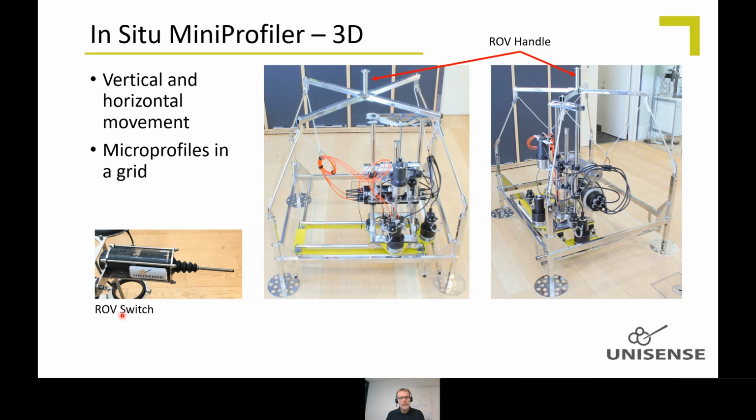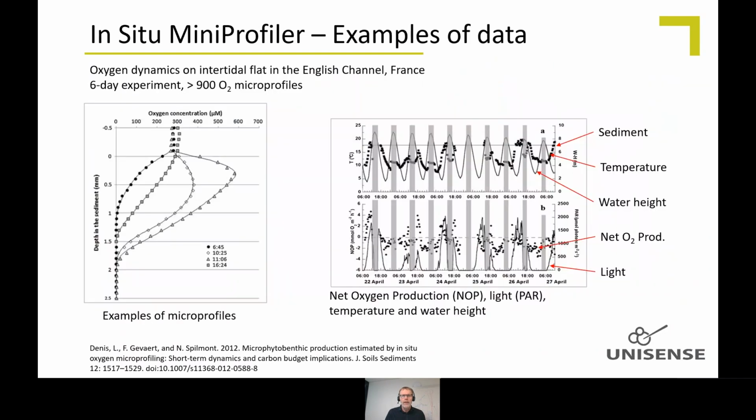And then there is an ROV switch as well, which has this arm. So the ROV operator just needs to hit this somehow, and as soon as it's hit, it triggers the field data logger, and it will start the program that you have made before the deployment. It will run the program, and you can pick it up again afterwards.